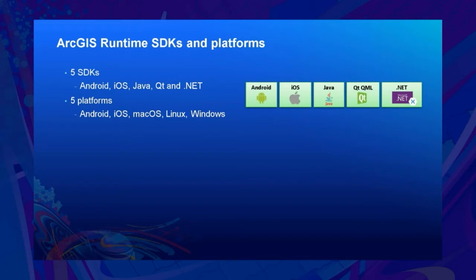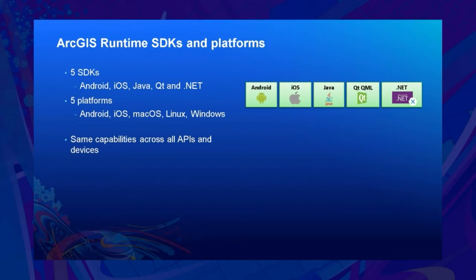So what ArcGIS Runtime SDKs are available today? We deliver SDKs for Android, iOS, Java, Qt, and .NET developers. We support use on Android, iOS, Mac OS, Linux, and Windows platforms. The development platform determines which operating systems we support. Runtime functionality is designed to be equivalent across all APIs and platforms.